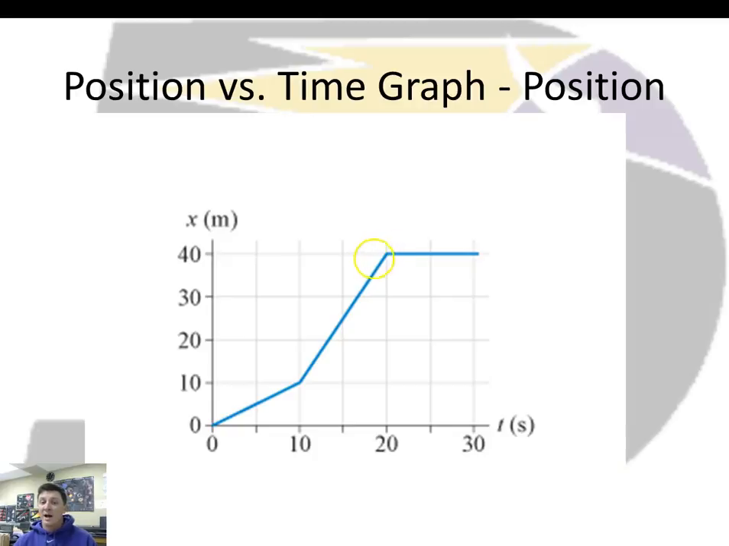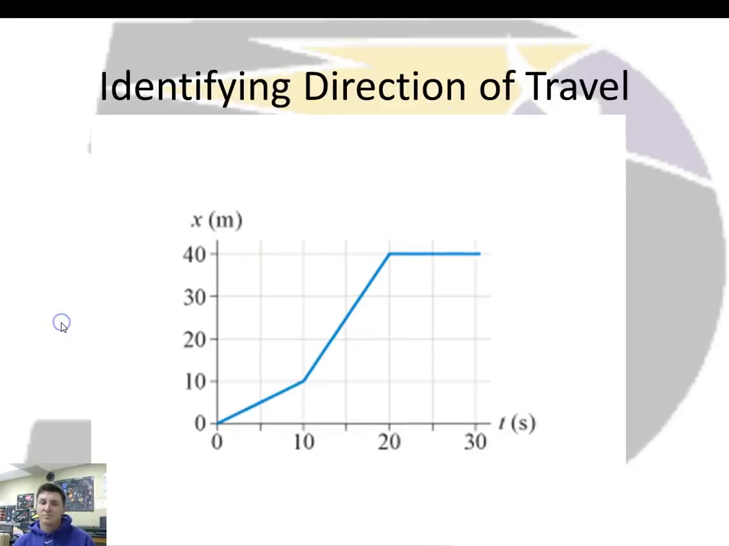If we were going the opposite direction, let's say we went from 40 to 10, that would be a negative change. So if this line continued and went down, that would be a negative change in position. So if we're going up on the graph, it's a positive change in position. If we're going down on the graph, it's a negative change in position.